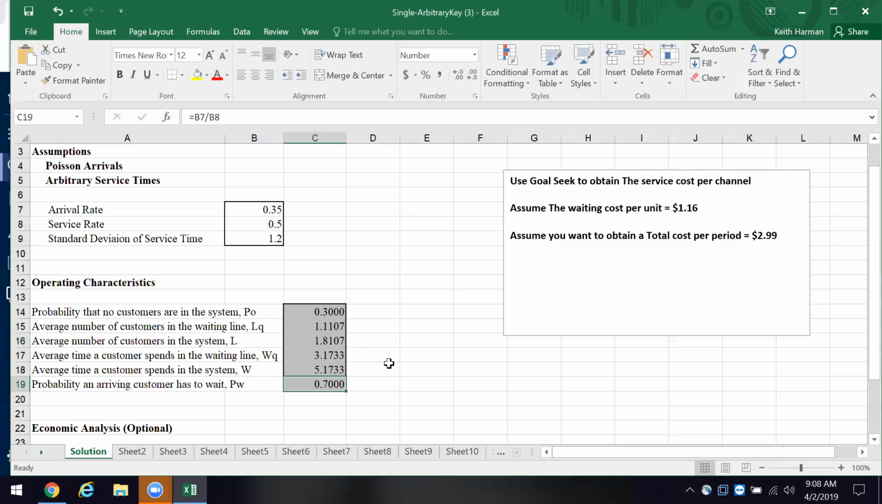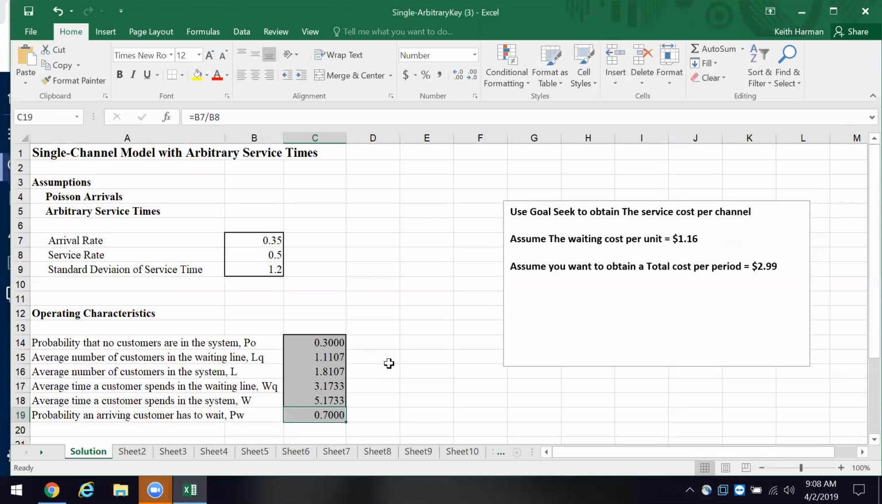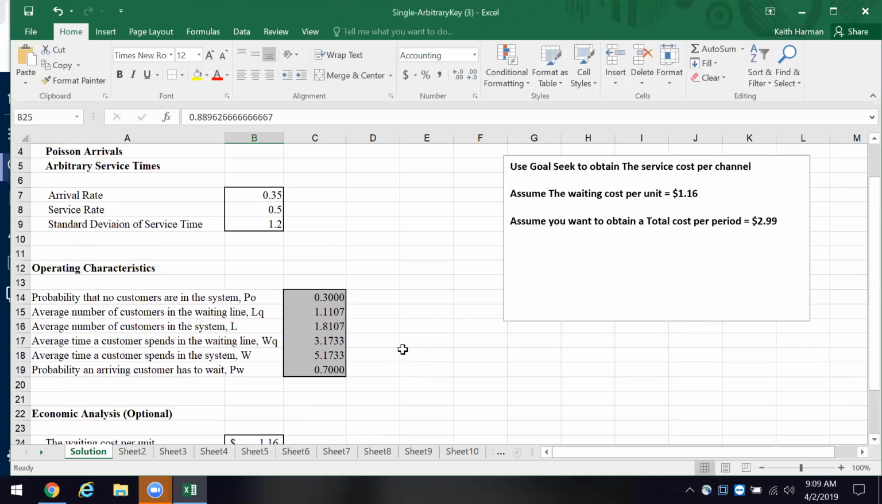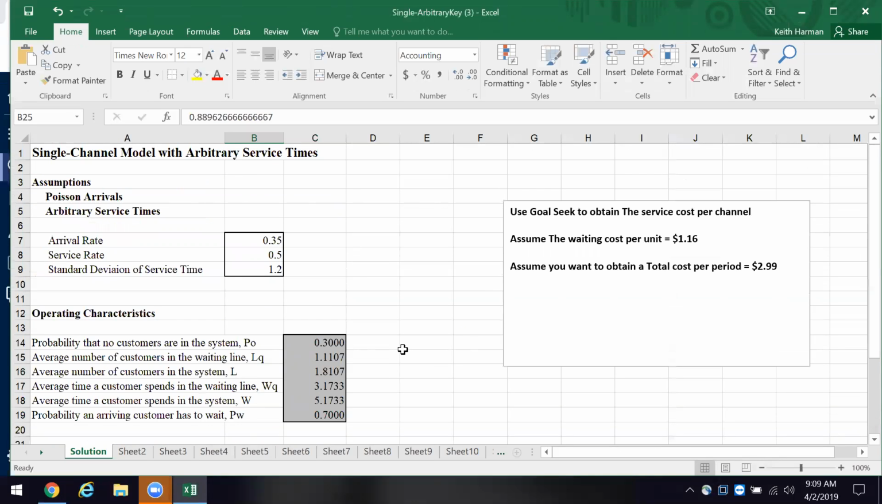So if you go back to that model 11.1 we looked at earlier, we're trying to see how that type of thing works itself out when we have a single channel, one customer at a time, and we have arbitrary service times, where we basically say, okay, the service time is X amount of minutes, period. So that lets us calculate the waiting cost per period and the service cost. And what I asked you to do there was to use goal seek to obtain the service cost per channel, assuming that the waiting cost per unit is $1.16. And then you assume you want to obtain a total cost per period of $2.99. And again, you're going to go back up and I ask you to use goal seek.